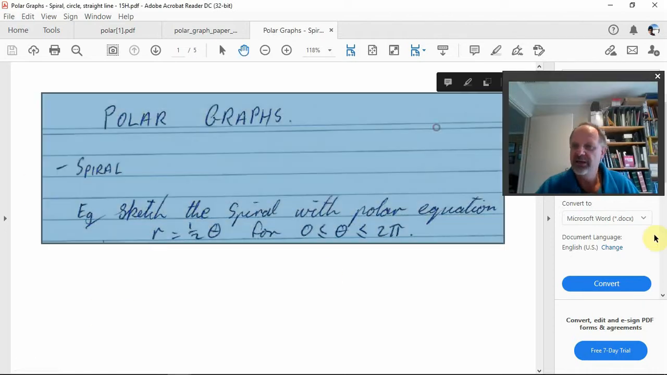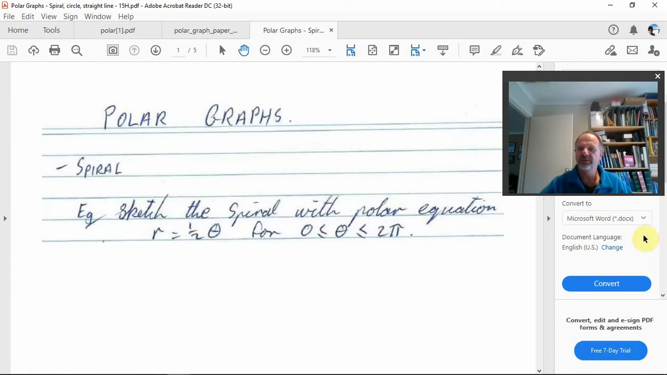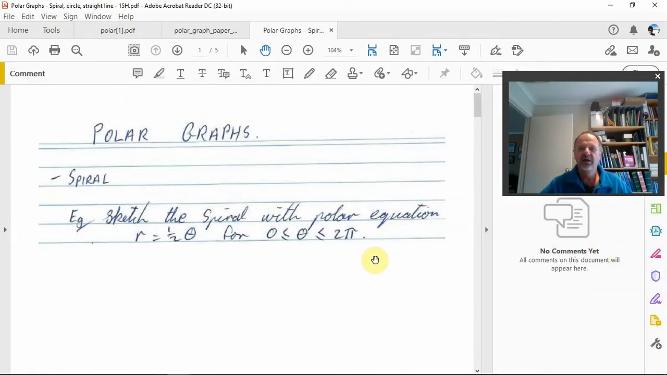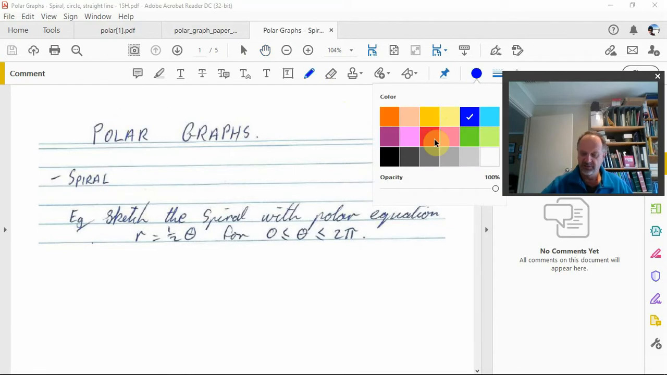All right, so today we are moving on to looking at some of the graphs that polars can do. So here we've got one called a spiral. A spiral has this standard form, if you like. So r is, in this case, a half theta. So the radius will be some combination of theta for a spiral.